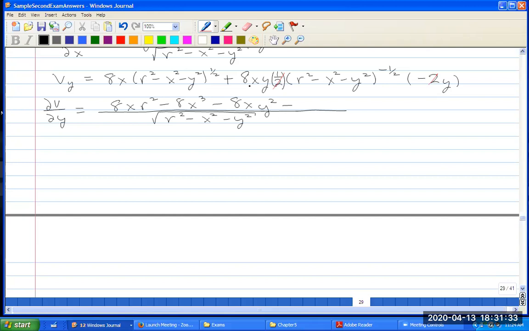And so I get a minus 8. Okay, let's do this. 8xy squared. So this is equal to 8xr squared minus 8x cubed minus 16xy squared, over the square root of r squared minus x squared minus y squared.